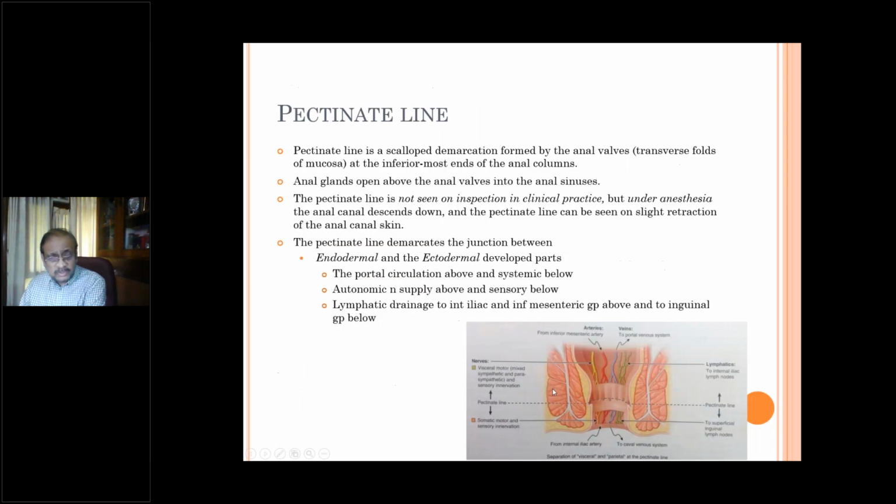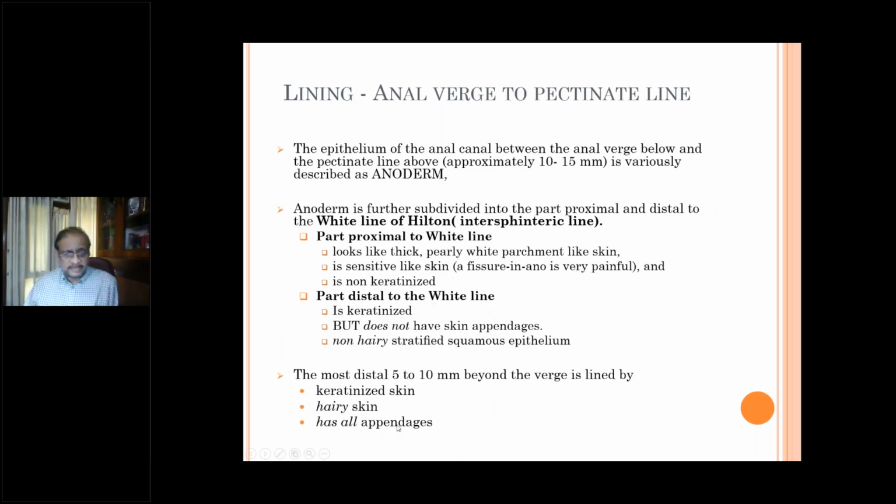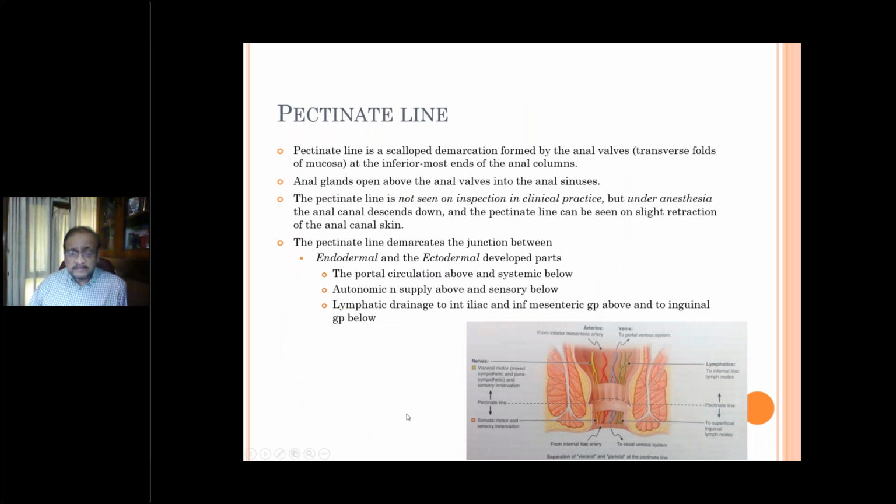That basically means what? Between the verge and the anal margin. So here, what do we have? Keratinized with appendages. Okay, so I'm not repeating that again. Now, what is the pectinate line?